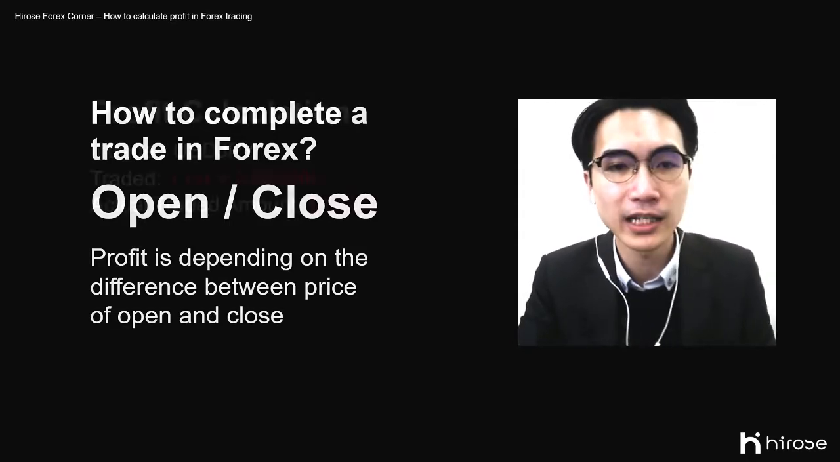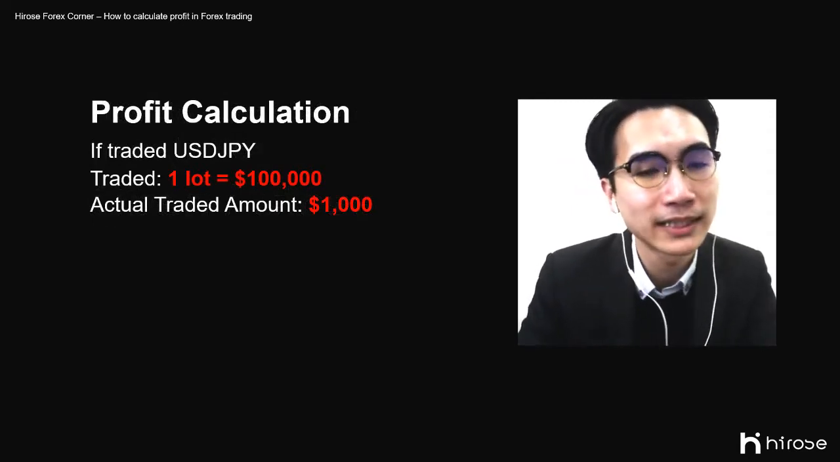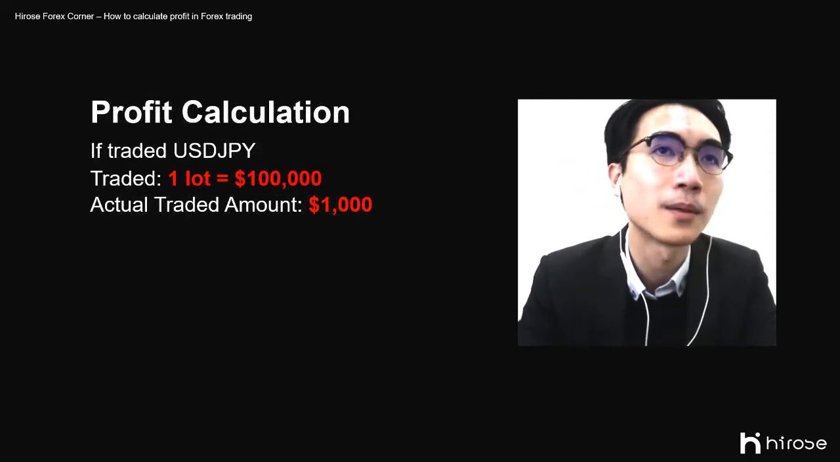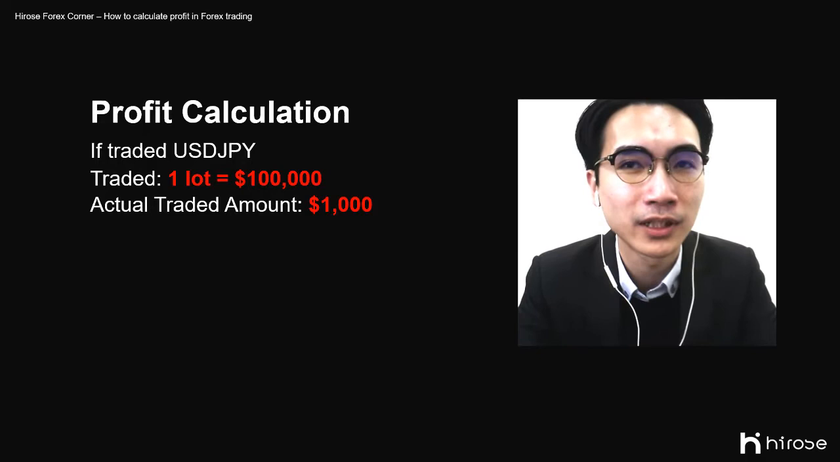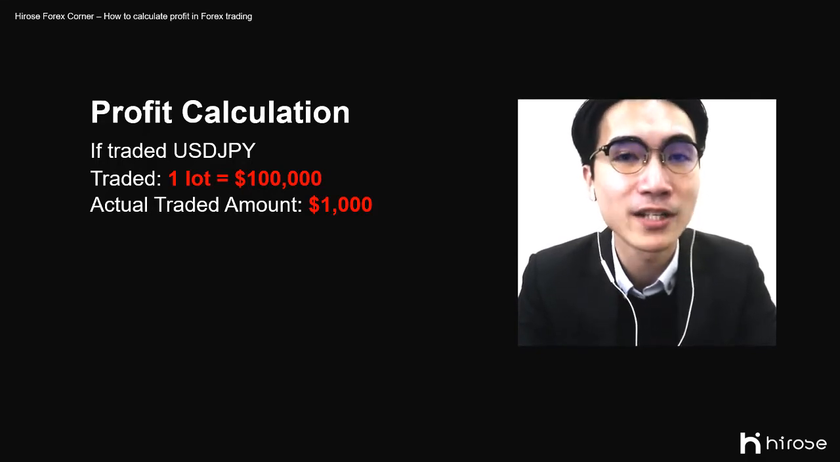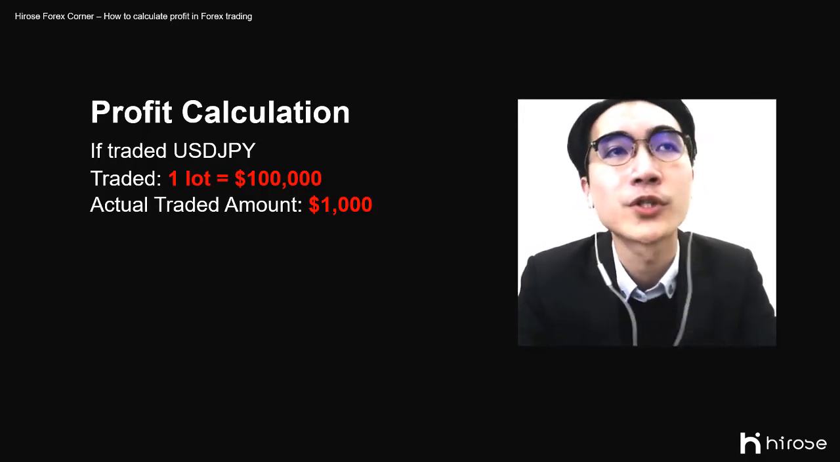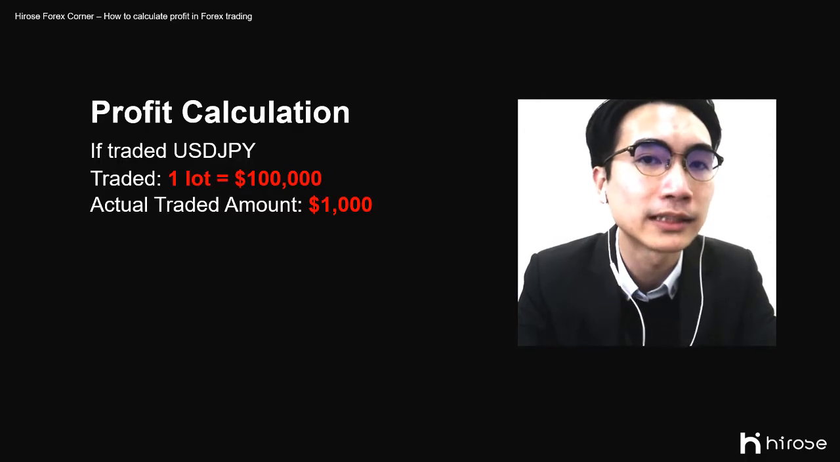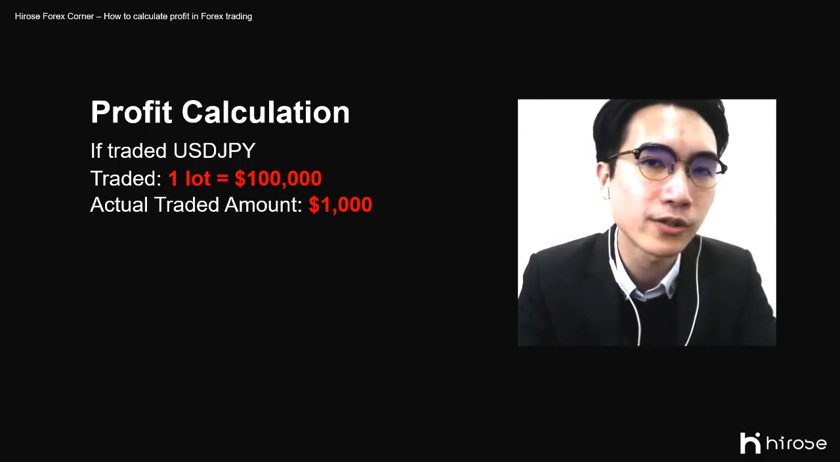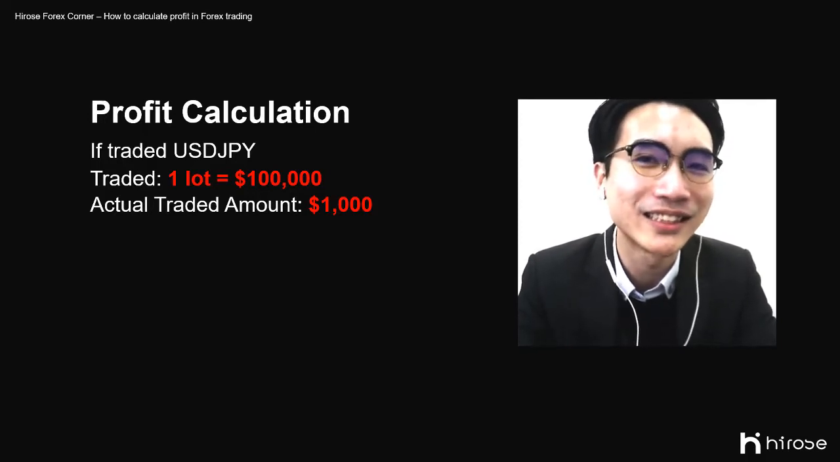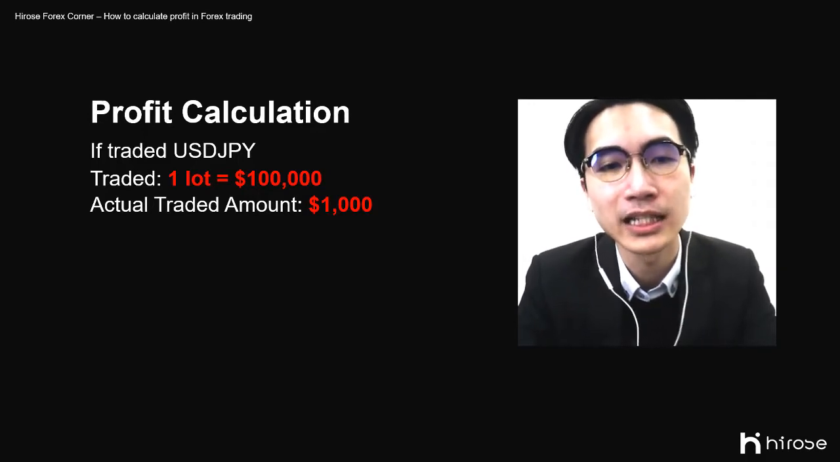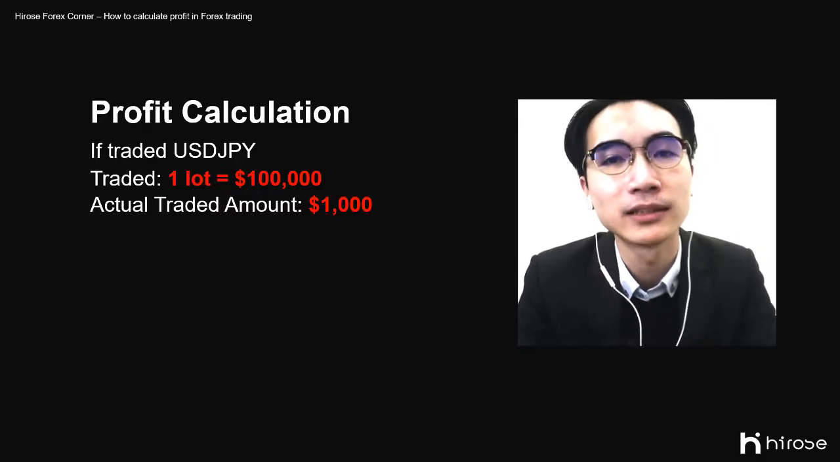Let's say if I traded US dollar and Japanese yen, and I traded one lot. In order to trade one lot, the margin requirement, the investment fund, is gonna be $1,000. So when I traded one lot, that means that I'm trading 100,000 units in Forex trading. If I trade US dollar and Japanese yen for one lot, 100,000 units is gonna be $100,000. So when I trade US dollar and Japanese yen, if I buy them, it means that I'm expecting the price to go up.